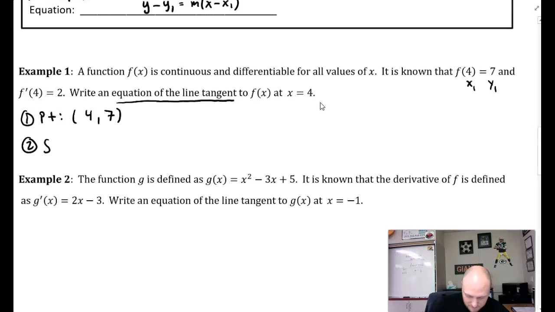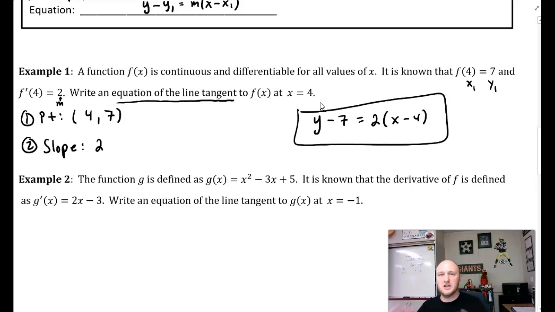Second thing, slope. What's my slope? Well, don't they say that the derivative at 4 is equal to 2? So there's your slope, 2. Okay, so what's the equation of a line? Well, y minus y1, that's 7, is equal to m, which is 2, times x minus x1, which is 4. There's the equation of a line. You're done. That's it. Don't try to simplify it. Leave it like that. That is the equation of your line.